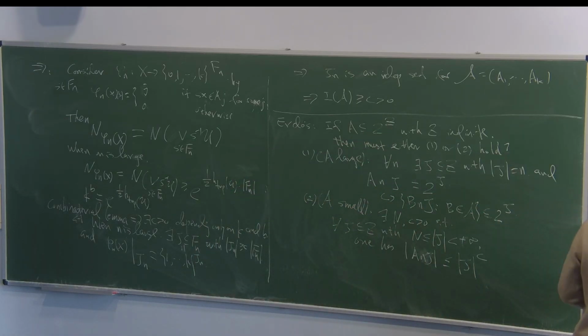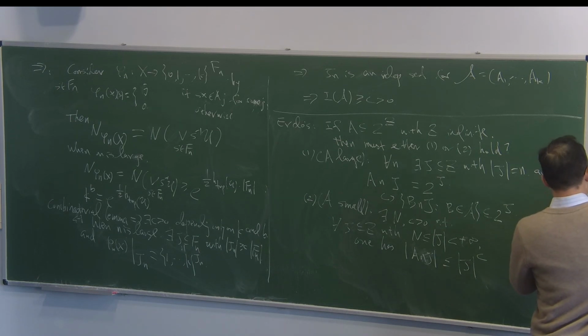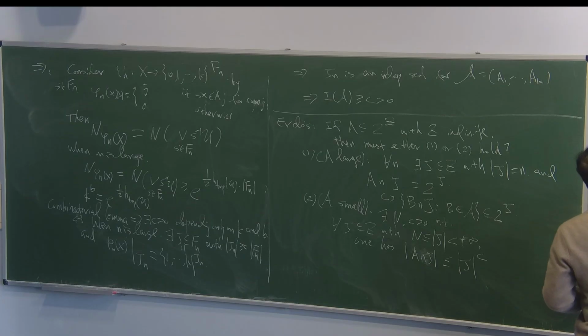So what they really showed is the following. So if Z is finite, okay, and A is inside of the power set of Z, a bunch of subsets of Z, and you take some integer here, M.